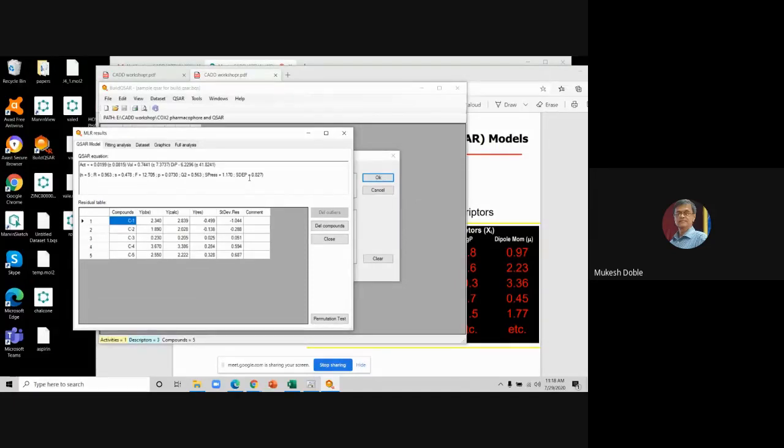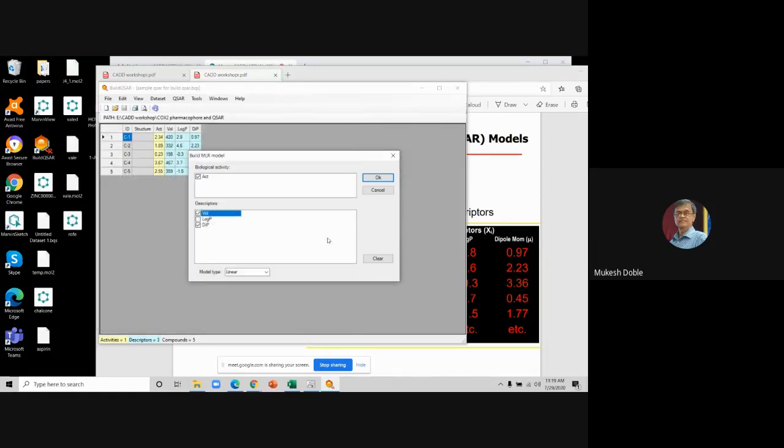So this is giving a two descriptor model. Activity is equal to, descriptor 1 is your volume, descriptor 2 is your dipole. Although with 5 data points, it's not a very good idea to go for a two descriptor model. If you have 8 data points, it's okay. You can go for a two descriptor model, but not with 5 data points. So this can do all these nicely with one click.